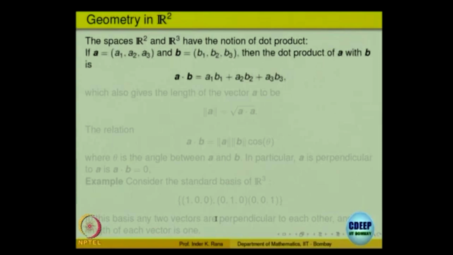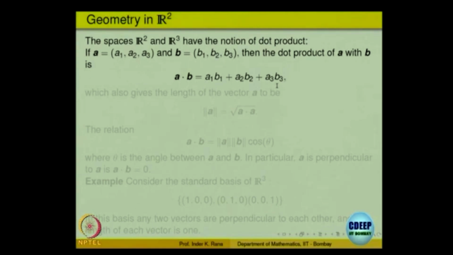So let us just revise R2 and R3. Given two vectors A and B, A is A1, A2, A3, B is B1, B2, B3. I am just looking at R3; for R2 you can remove one component and the same will work. So this is what is called the dot product. We define in vector algebra, vector calculus, the dot product: A dot B is A1 B1 plus A2 B2 plus A3 B3.